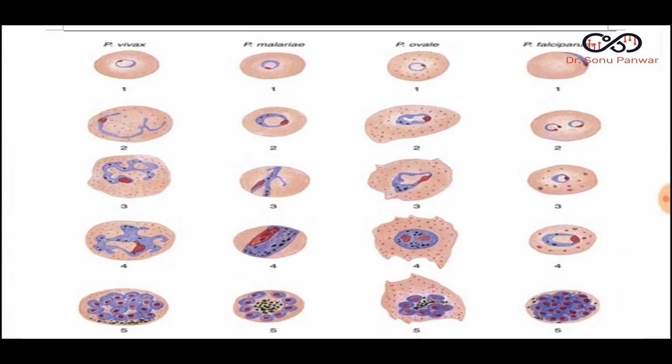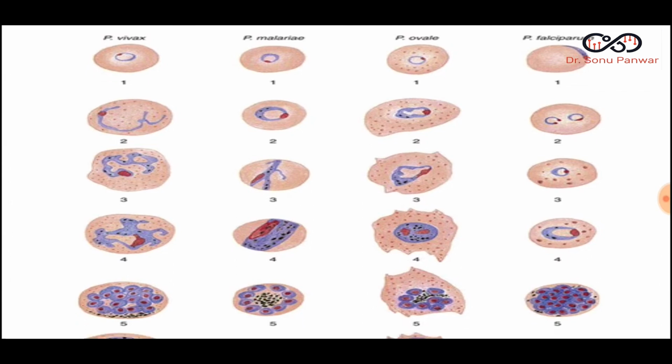And the third column is for ovale, and the fourth column is for falciparum. Okay, I will try to tell you some points regarding this. It might come in the AIIMS exam, so that's why I'm discussing this. In fact, I should say we'll discuss this column-wise.